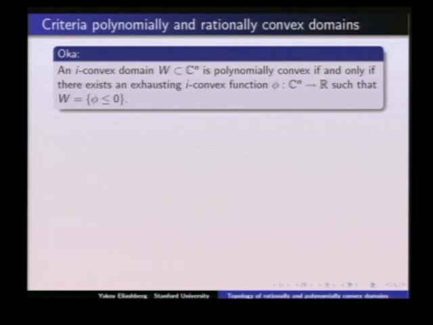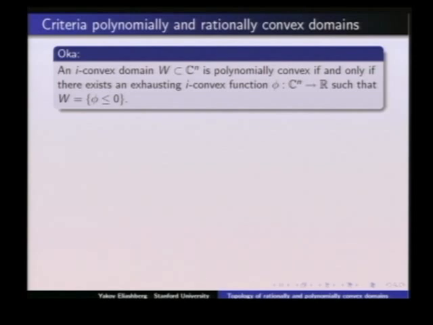So first of all, there exists the following criterion for polynomial and rational convexity. This implicitly goes back to Oka, though it's probably not possible to find the exact formulation like this. If you already have a J-convex domain, it's polynomially convex if and only if it's a sub-level set of a globally defined plurisubharmonic or J-convex function. Every J-convex domain has a defining J-convex function, and if it extends to the whole space, no matter how, then the domain is polynomially convex.